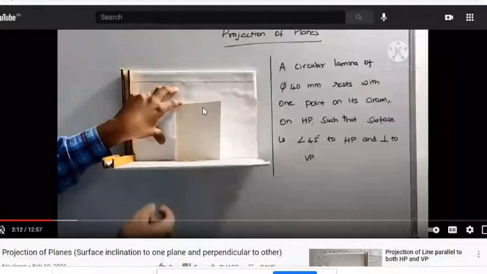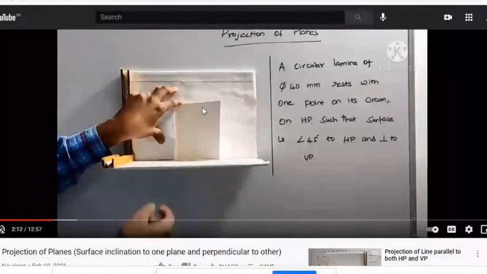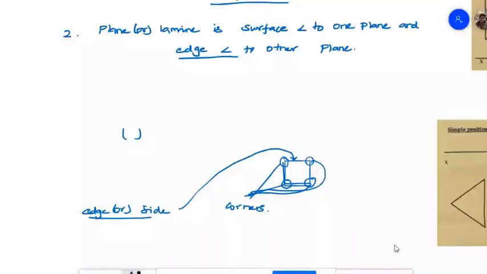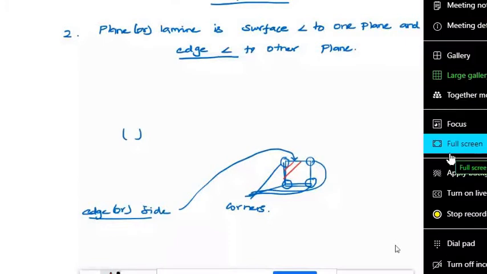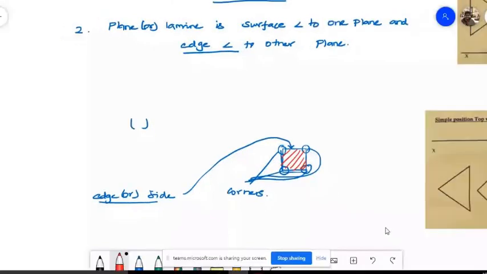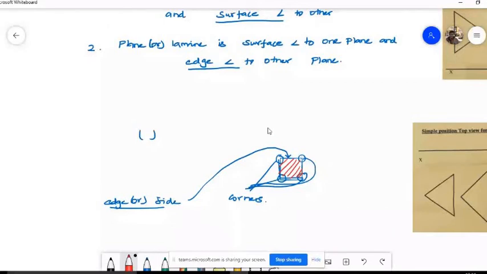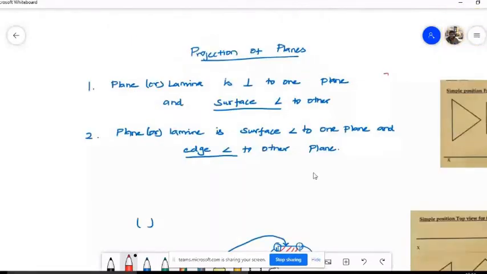Yes, sir. In other words, the area covered under the edges is nothing but the surface. Now coming to this, you try to imagine the case where the surface is perpendicular to one plane and inclined to the other plane.